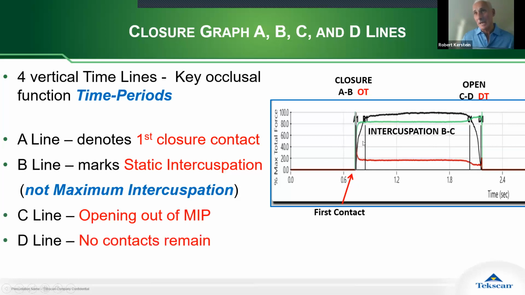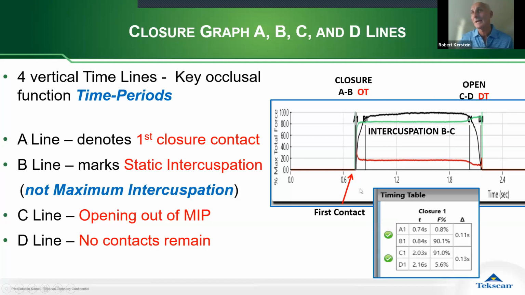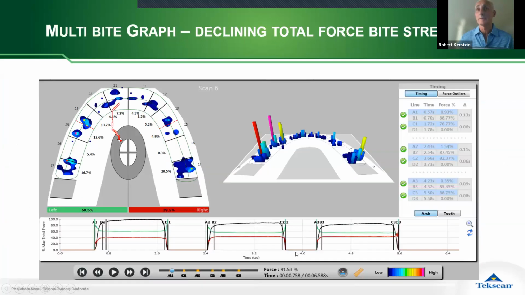The A to B time is called the occlusion time. The C to D time is called the disclusion time. And those times are captured by a timing table, which is on the TScan desktop. And when they're good times, you get a check mark. Like the A to B period is very fast. It's 11 hundredths of a second. And the C to D time, which is really the opening time, is 13 hundredths of a second. So these are very physiologic times. And although there's a huge imbalance in the bite, the graph is illustrating that very clearly.